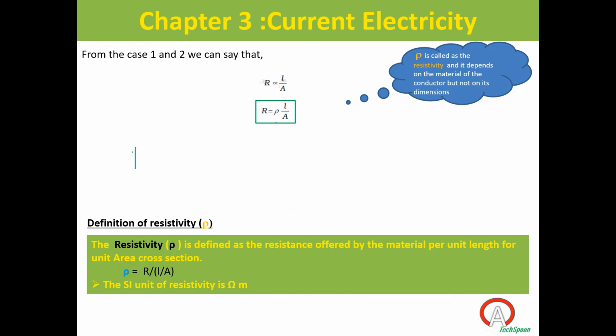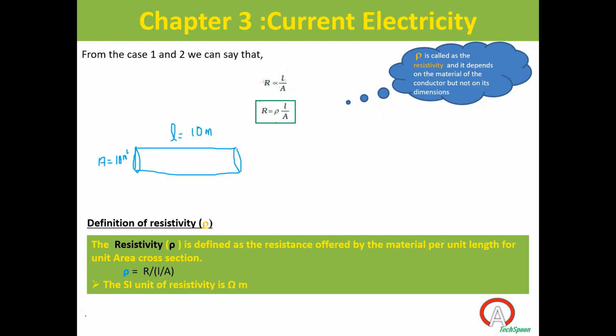Okay. I am taking a conductor. Listen very carefully. I am taking a conductor of length L equal to 10 meter, and area of cross section equal to 10 meter square. What is the length? Length 10 meter and area of cross section 10 meter square.